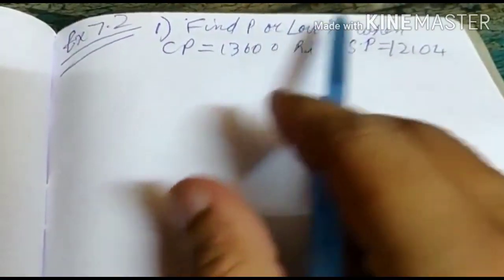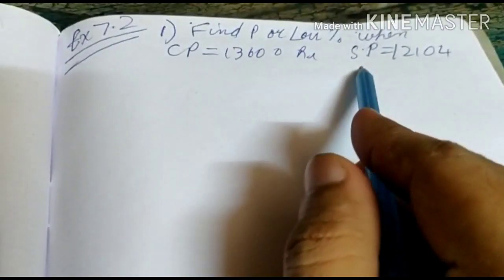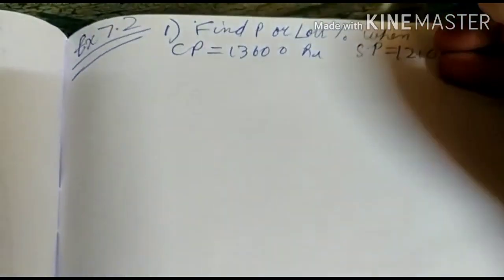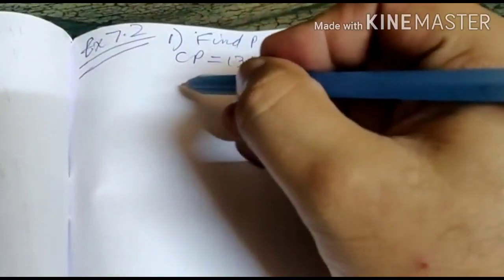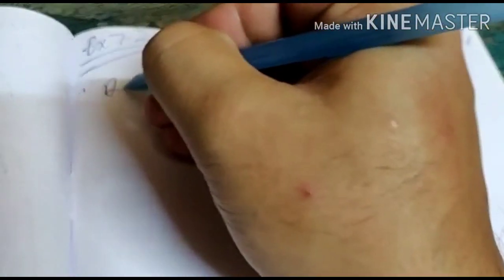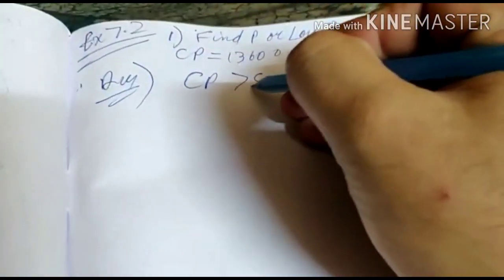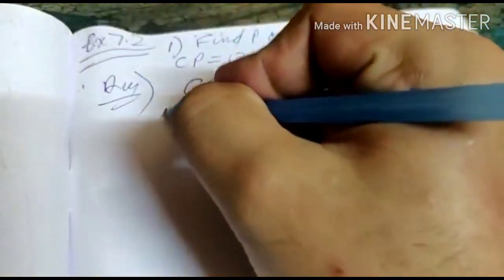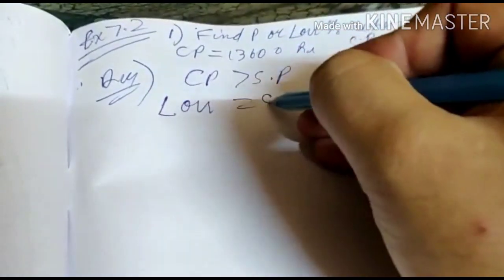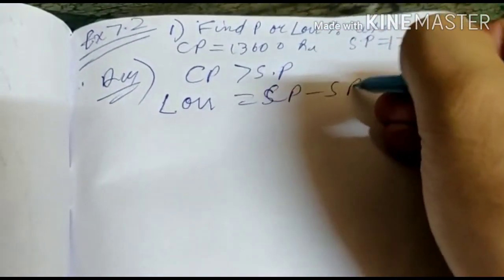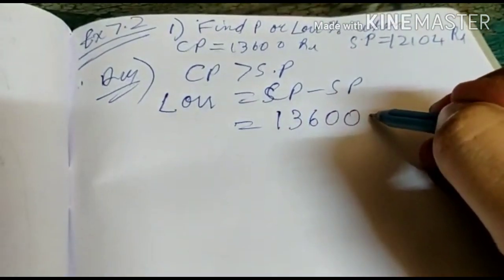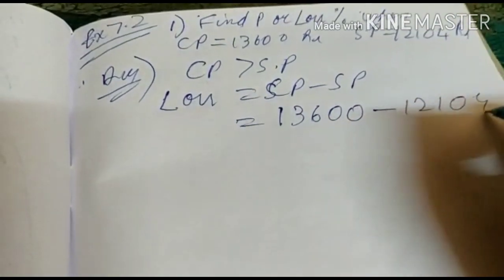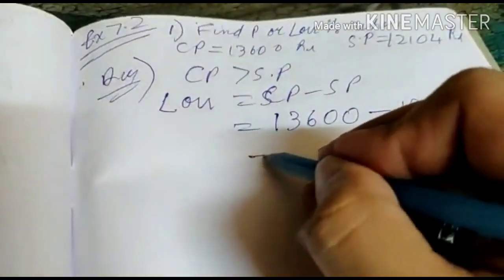Here our first question is: find profit or loss percent when CP and SP are given. CP is rupees 13600 and SP is rupees 12104. So here CP is more than SP. When CP is more than SP, then we incur a loss. So loss equals CP minus SP. What is our CP? 13600 minus 12104.